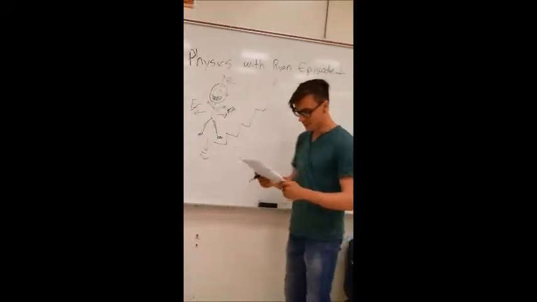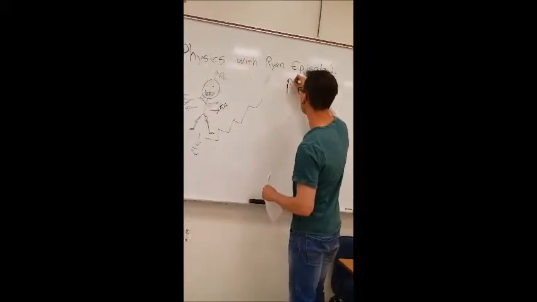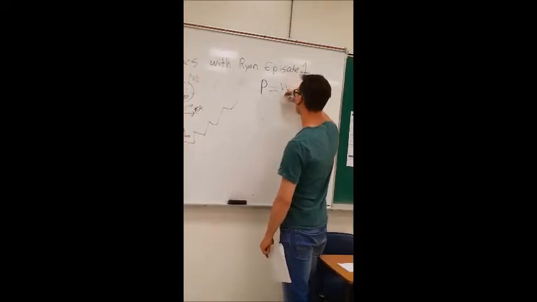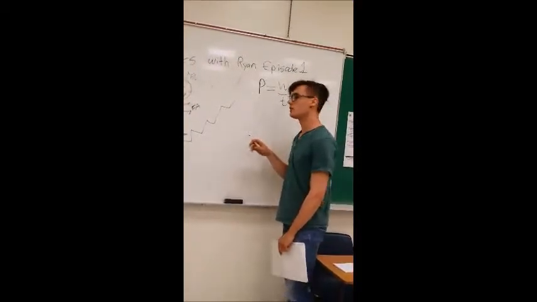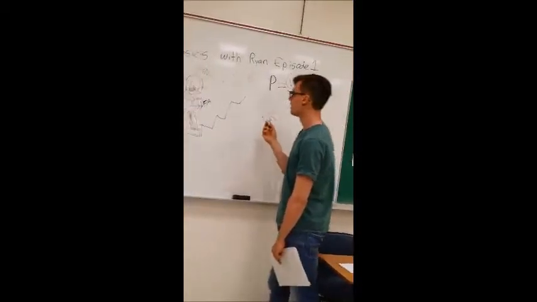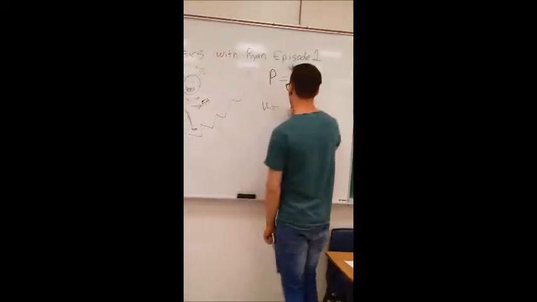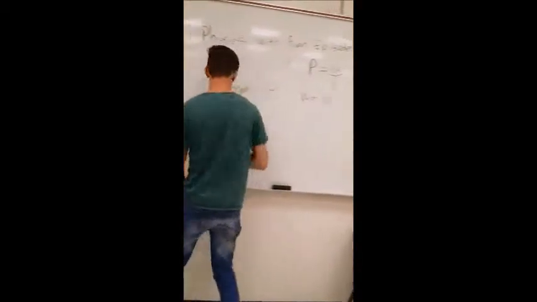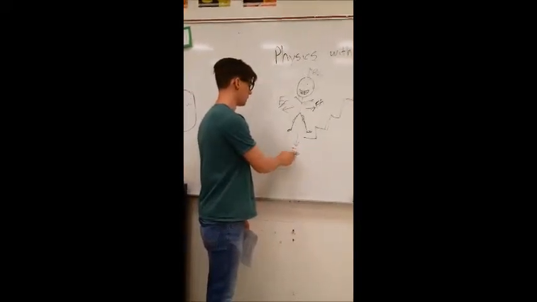Okay. So, to find the power, we have to use the formula. P, power, is equal to work over time. So, to do this, we need to find both time and work. So to find work, we use the formula, work is equal to force times distance. So, to get the force, we use our force of weight.